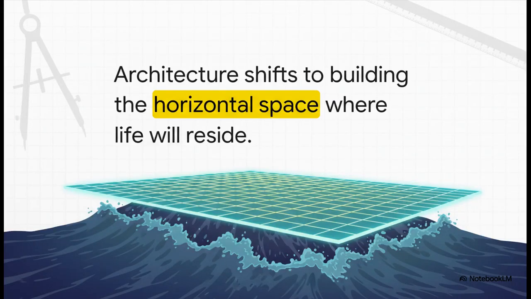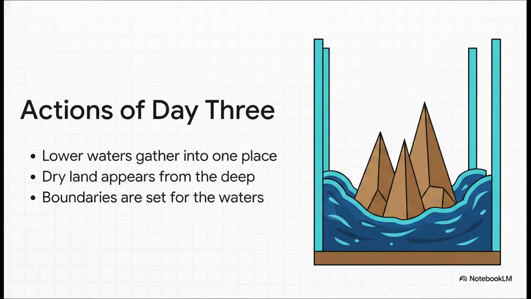Which brings us to day 3, and things are really picking up momentum now. We've got time, and we've got a sky overhead. But the area underneath that sky? It's still completely submerged in the lower waters. The architecture has to pivot again. Now it's time to build the horizontal space, the actual physical stage where life is eventually going to live. The structural pattern keeps working flawlessly. God commands those lower waters to gather into one single place. By forcing the waters to retreat and be contained, dry land finally emerges out of the deep.